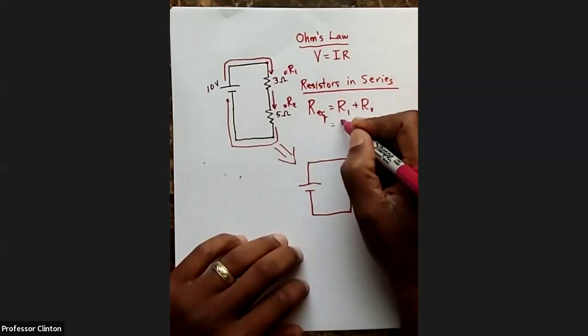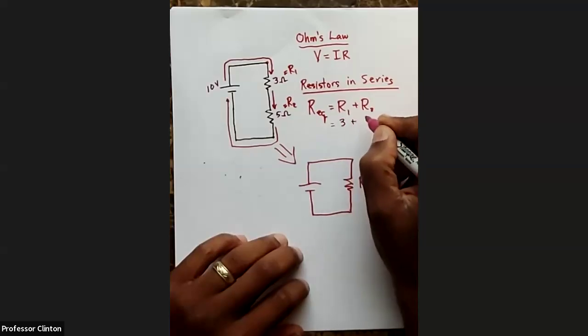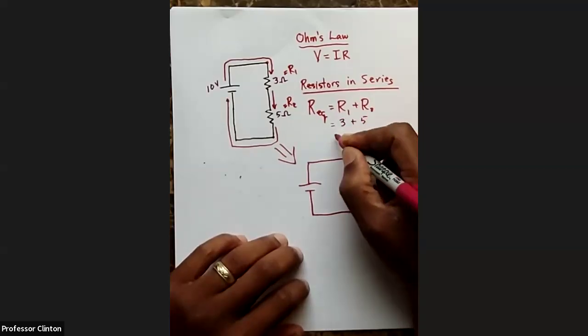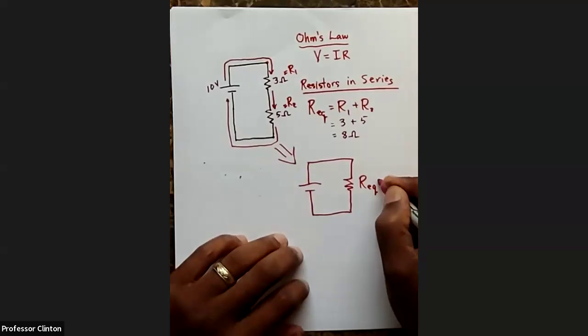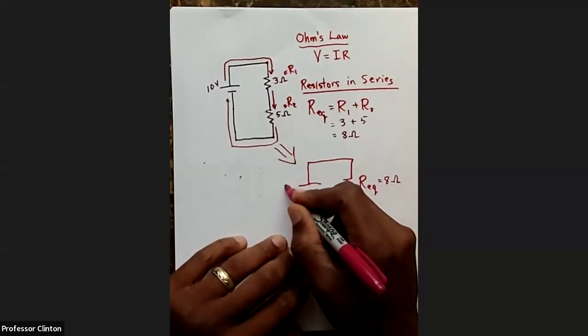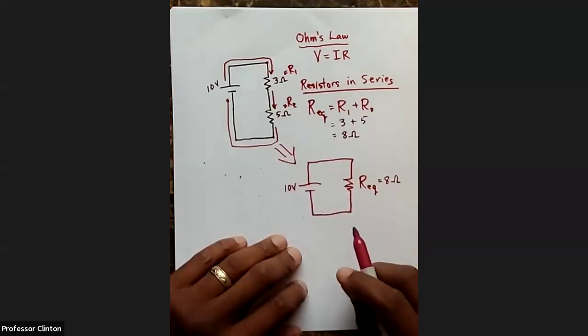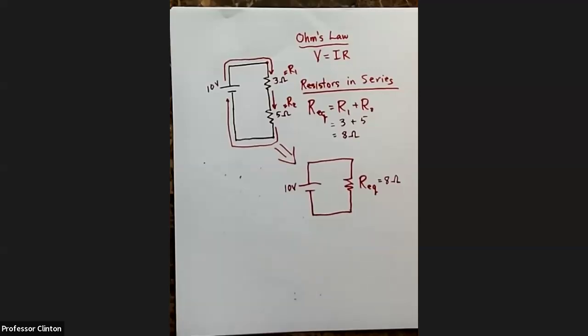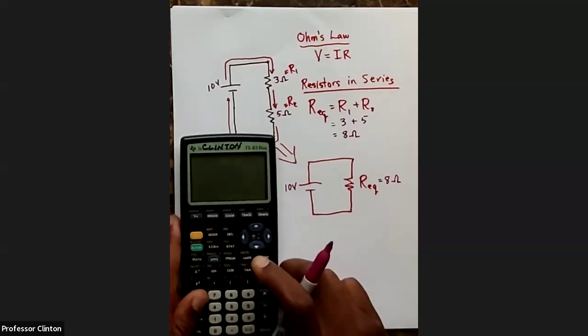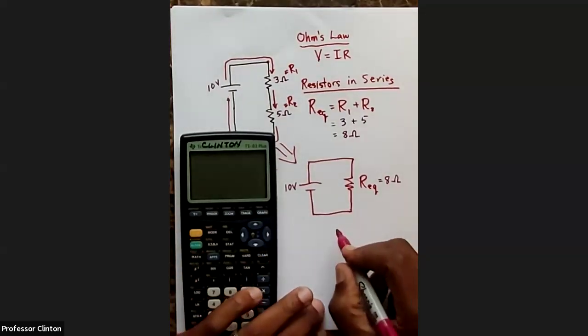So the 3 ohm resistor, we'll leave off the unit for right now, plus the 5 ohm resistor gives us sort of a super resistor of 8 ohms. So this will be 8 ohms. The voltage is still the same. And so what we might be interested in, as I said before, is what the current is going through this system. And so let's see.